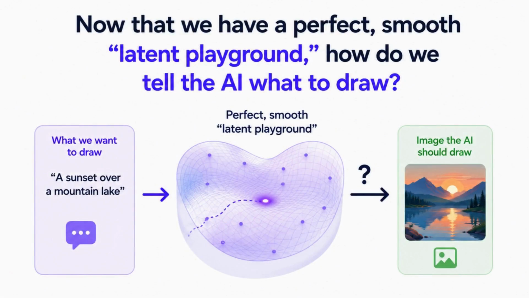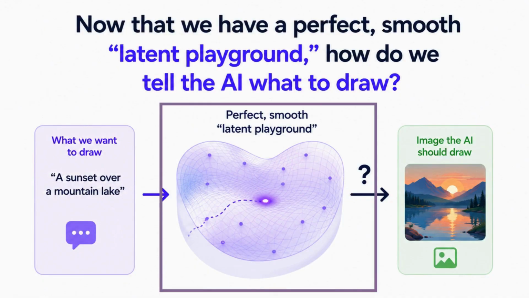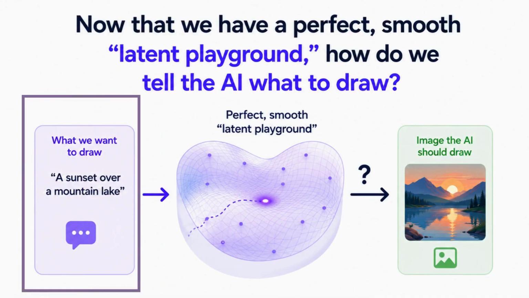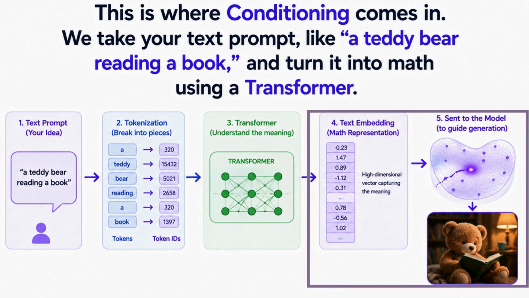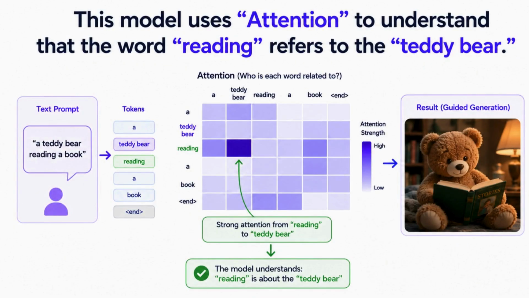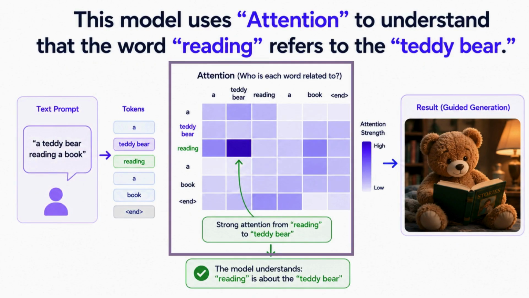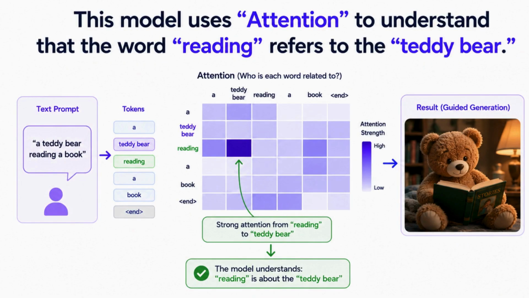Now that we have a perfect, smooth, latent playground, how do we tell the AI what to draw? This is where conditioning comes in. We take your text prompt, like a teddy bear reading a book, and turn it into math using a transformer. This model uses attention to understand that the word reading refers to the teddy bear.